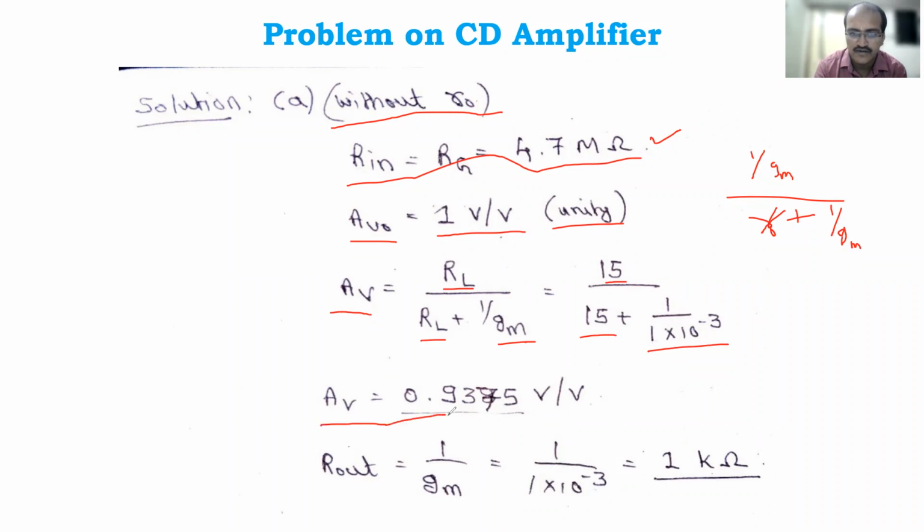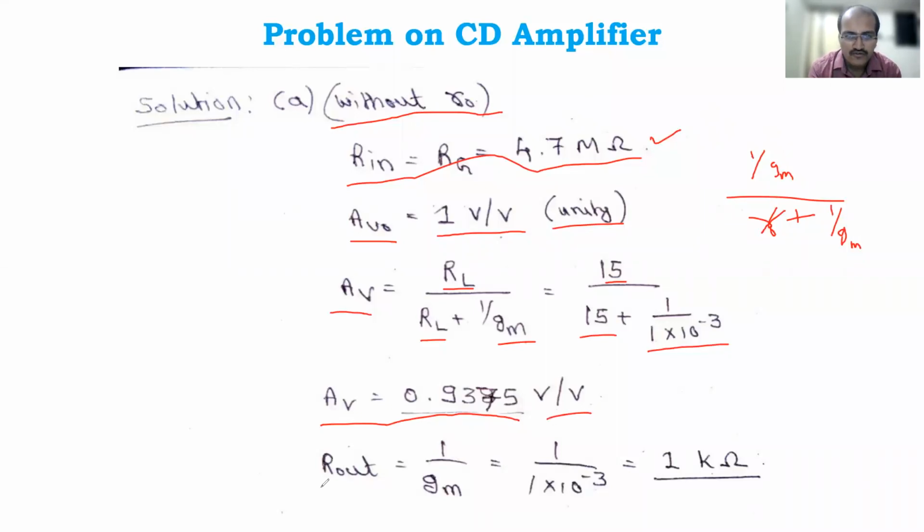So there is a little bit of decrease compared to the open circuit voltage gain, because RL is considered. So 0.9375 volt per volt. I told you, this comes approximately near to 1. In a source follower circuit, all the voltage gains, whether AV naught, AV or GV, whatever you calculate, will come near to that. Not more than 1.